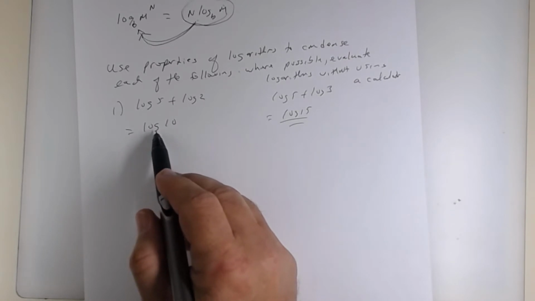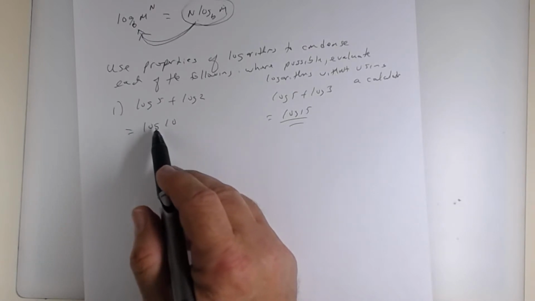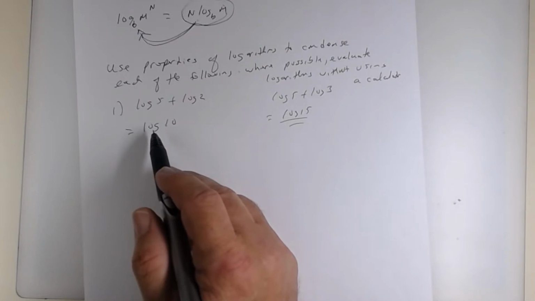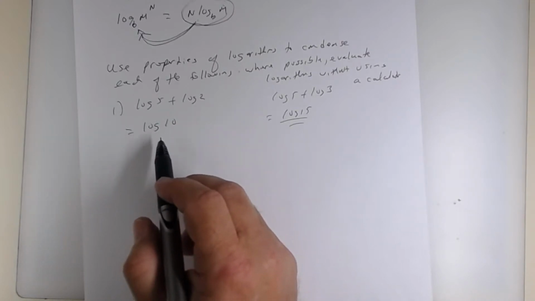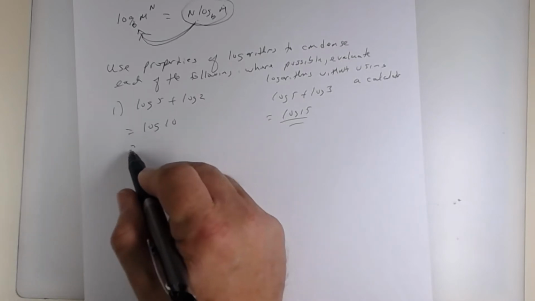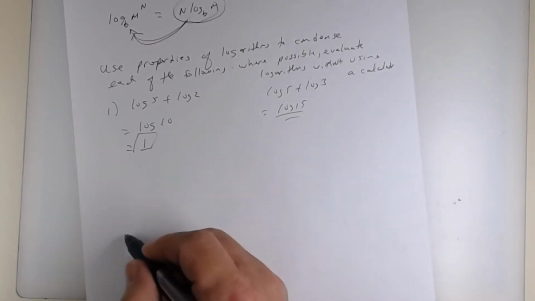Here you're supposed to recognize that if there's no base, it's understood to be 10. So that's a common logarithm. Common logarithm has what base? 10. Natural logarithm has what base? E. Remember, logarithm is an exponent. So 10 to what exponent is 10? 1. So that's the answer you would give. You would give 1.